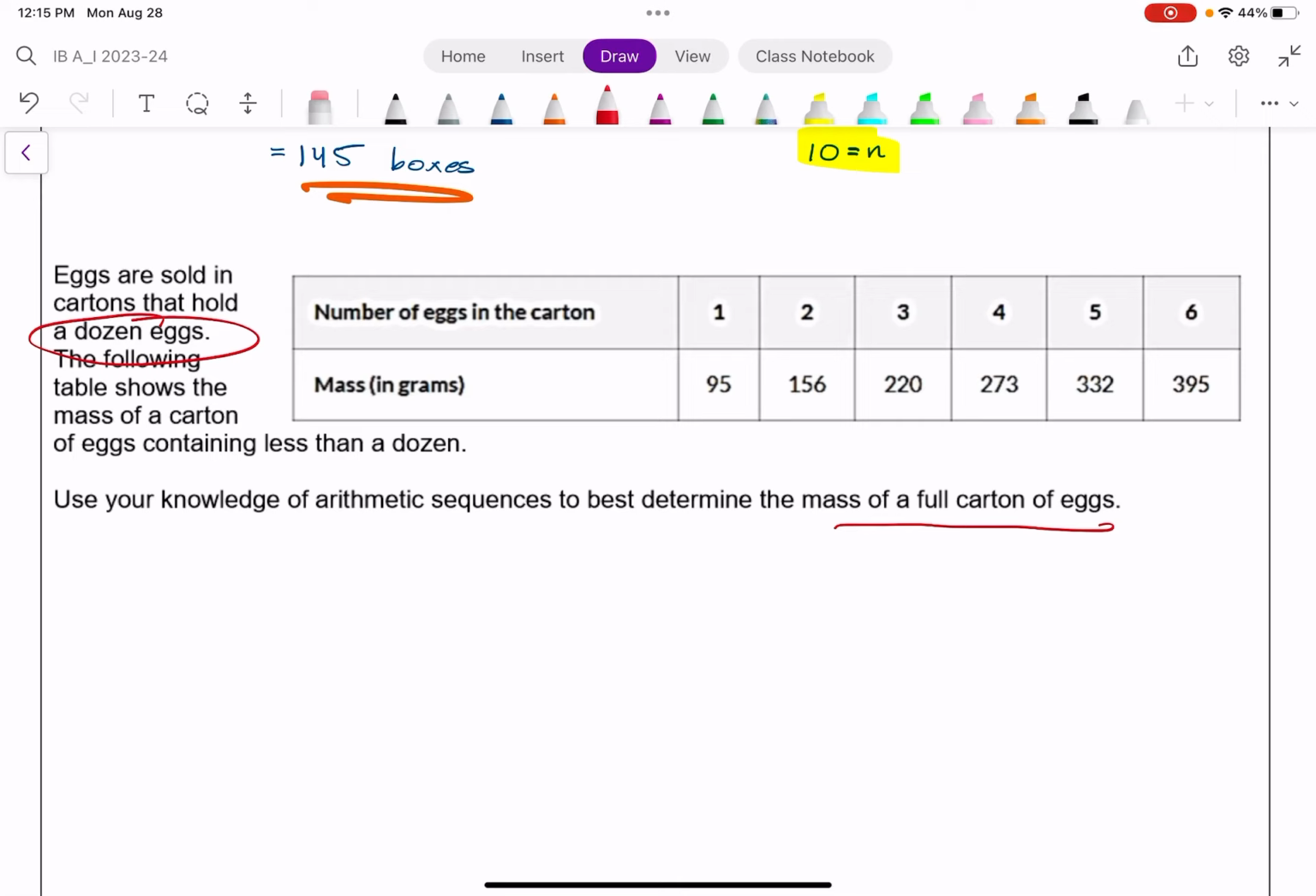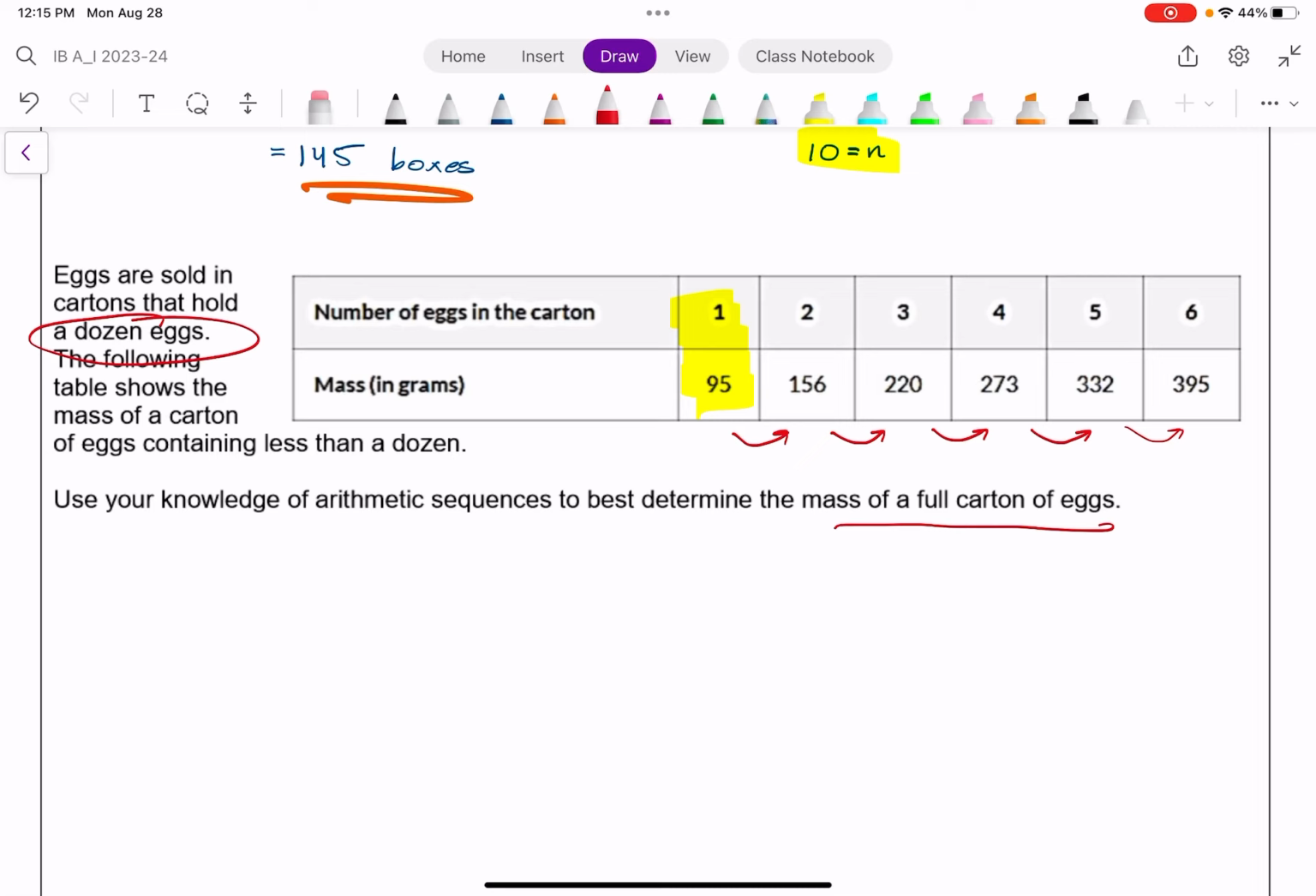So one thing to do is, I can see this as an arithmetic sequence or a series if I want, in which my first term is 95, my second term is 156, and so on. And so it's natural we probably want to find the common difference. However, what we'll see is that, not surprisingly, because this is meant to represent real data, it's not the exact same number every time.